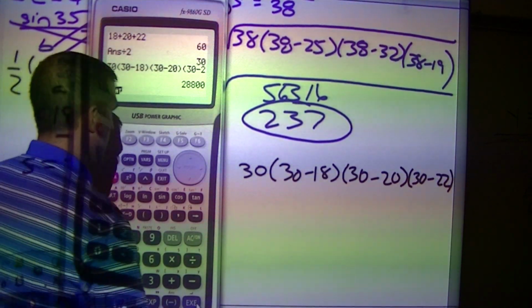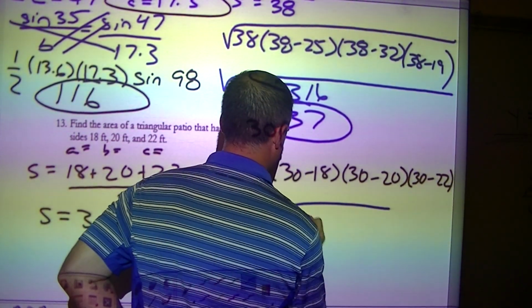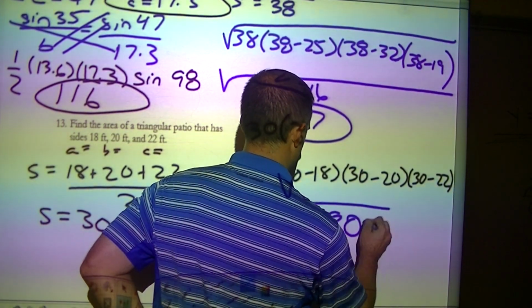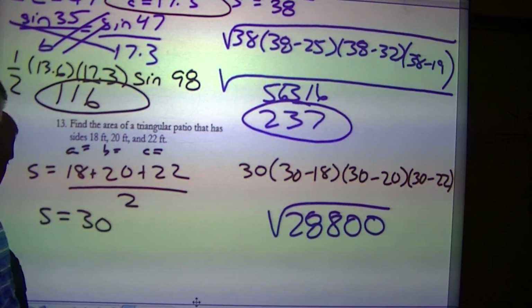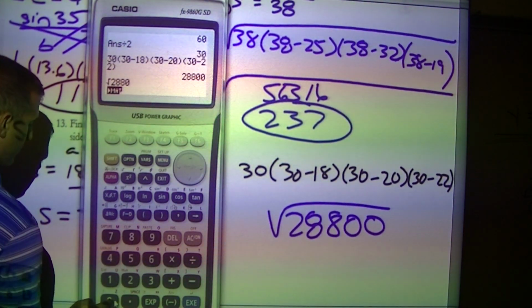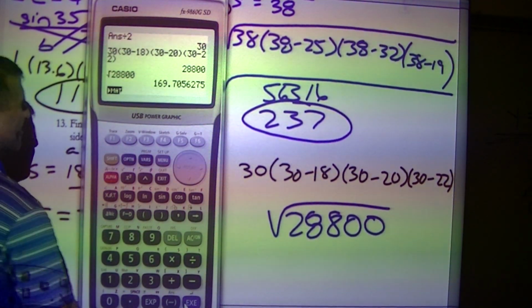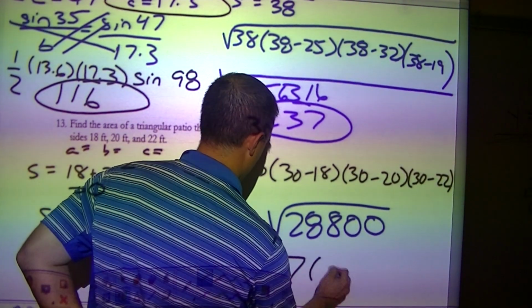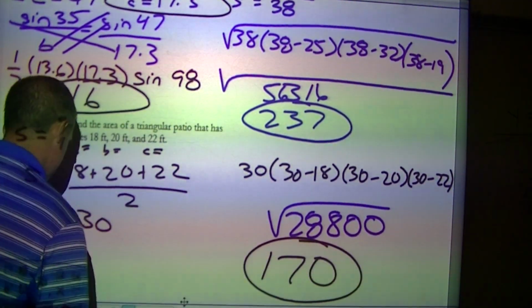So I'm going to take the square root of 28800. All right, and I'll take the square root of that, 28800, and I got about, I would say 170. Pretty close. Okay. All right, so that's the sample test. You will get a formula sheet, so you don't have to memorize the formulas. If you just practice that, you'll do fine.